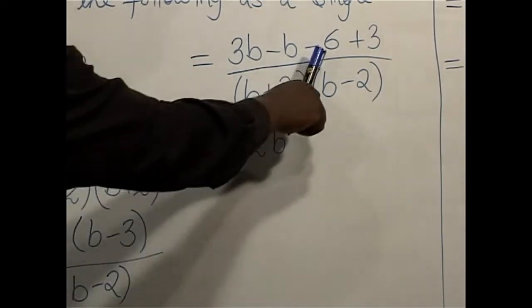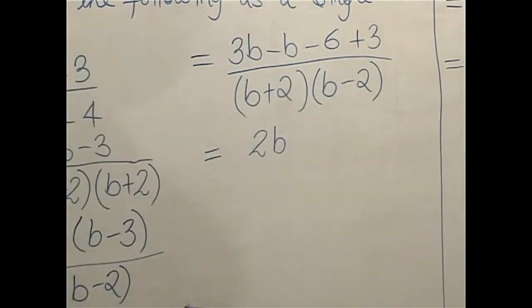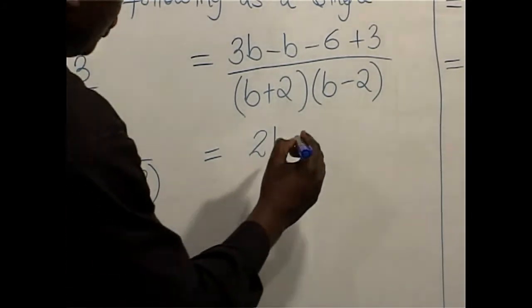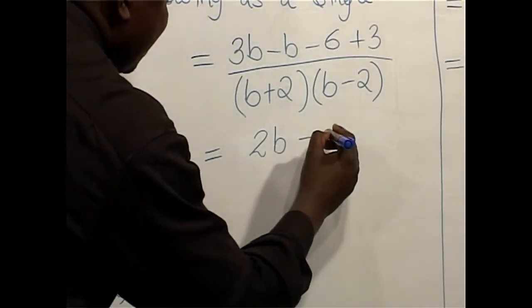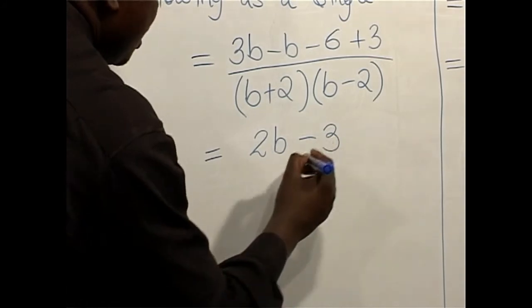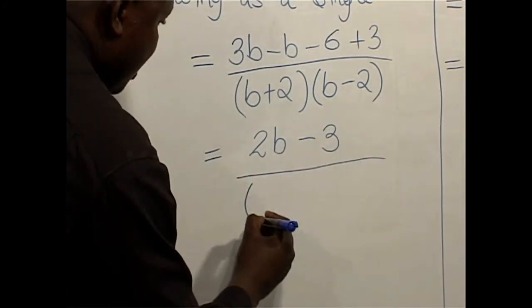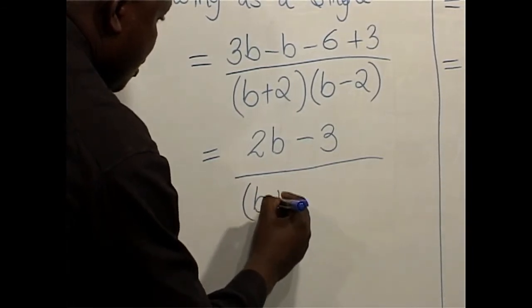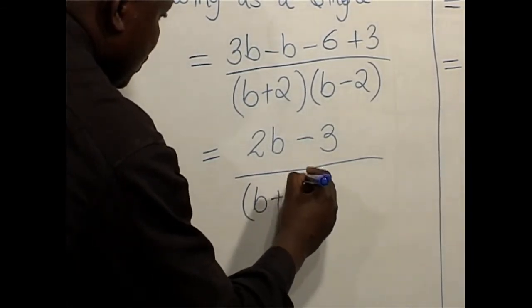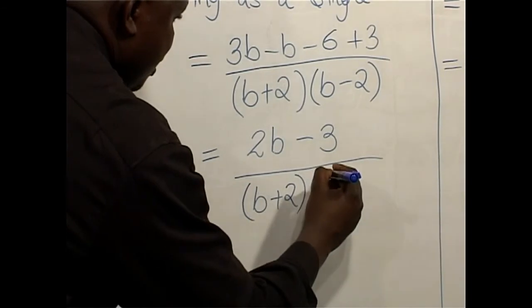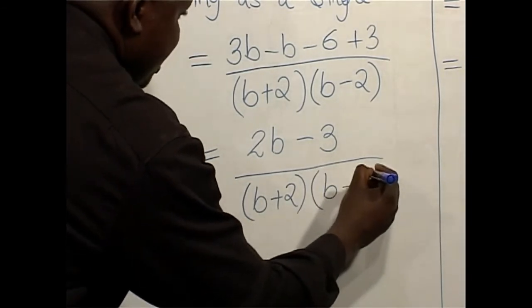We have negative 6 plus 3, which is going to result into negative 3. And this must be divided by b plus 2 multiplied by b minus 2.